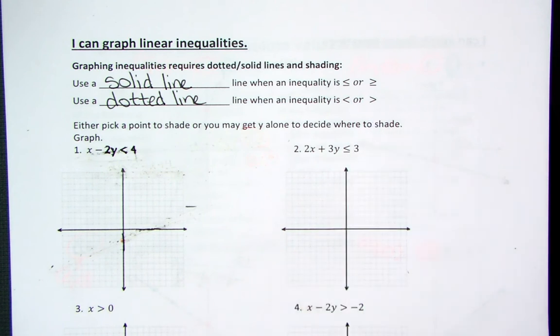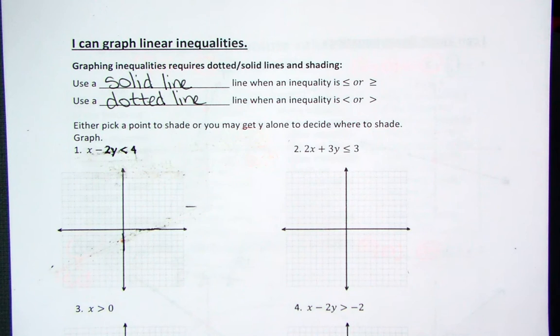In addition to deciding whether to use a solid or dotted line, you need to shade. You'll either shade on top of the line or below the line. You can pick a point to plug in for X and Y to see if it's a true statement and shade accordingly, or you can let Y alone and decide where to shade based off of whether it's a less than sign or a greater than sign.